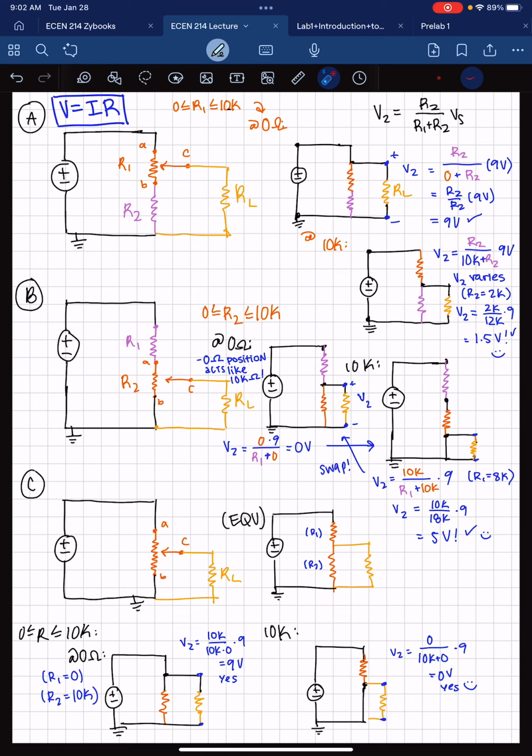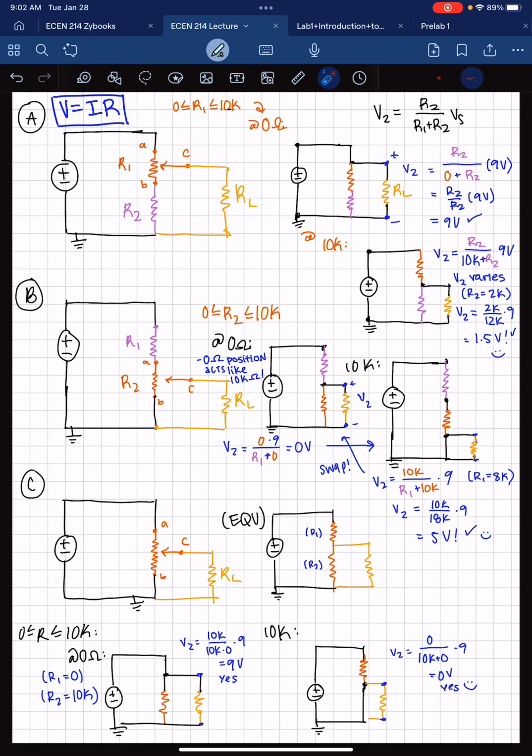So when you have 10K ohms right here, that is much, much higher than 2K ohms. So there's going to be a much higher voltage drop on a higher resistor than there will be down here. So this will drop from 9 volts to 1.5 up here, and then it'll drop from 1.5 to ground down there. So that's that idea.